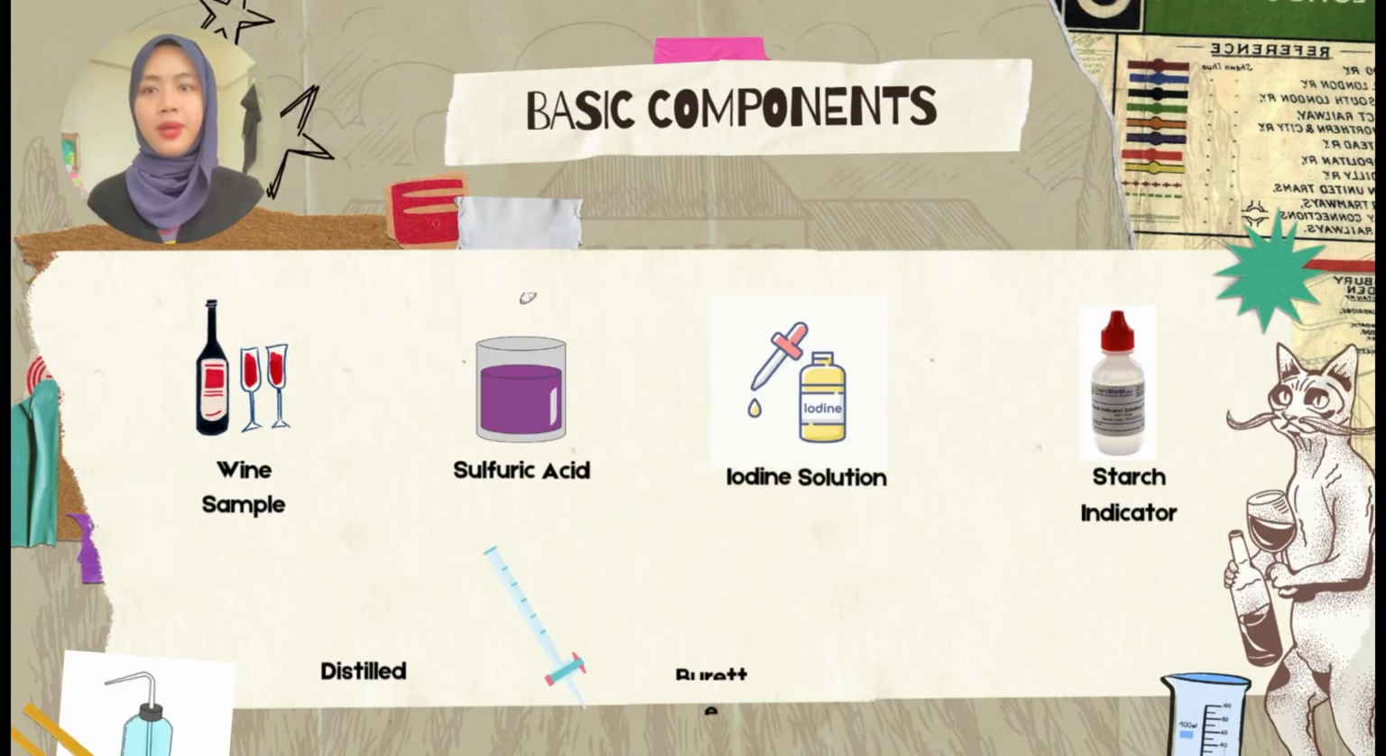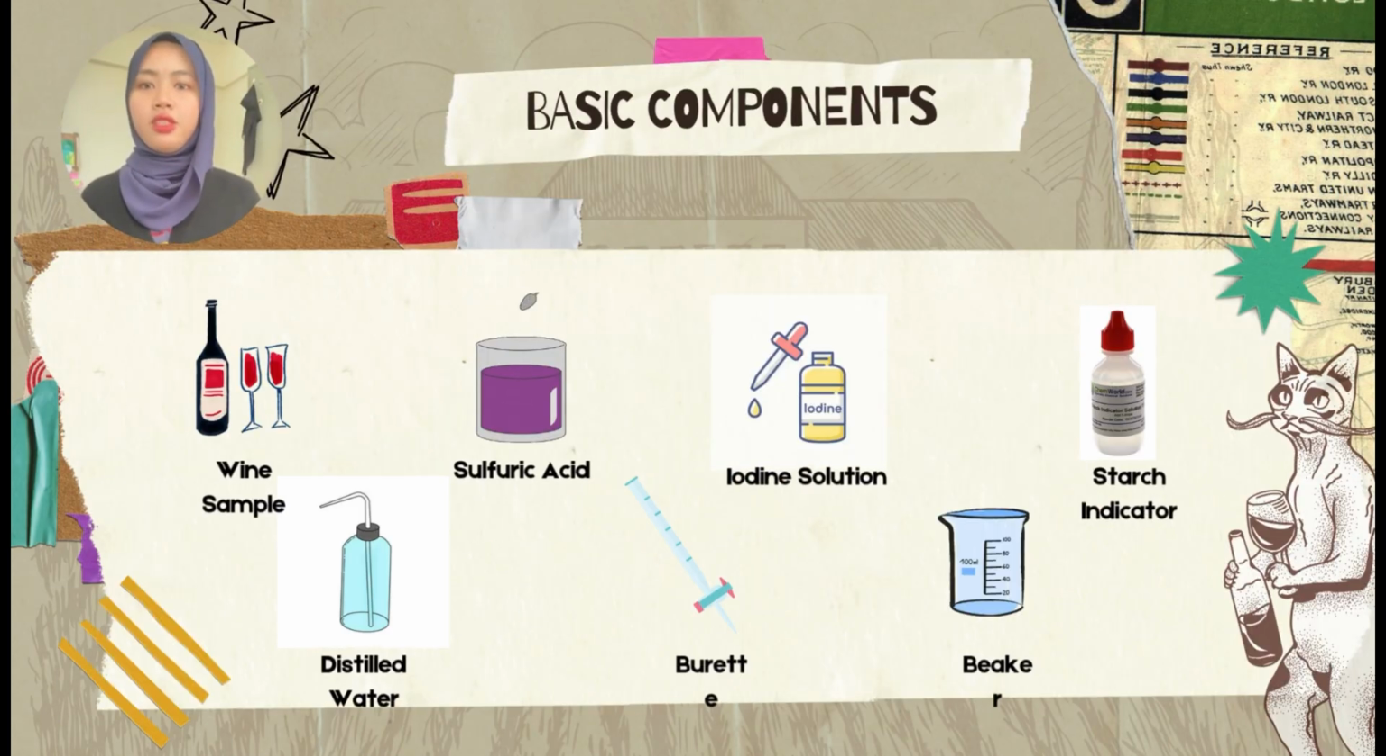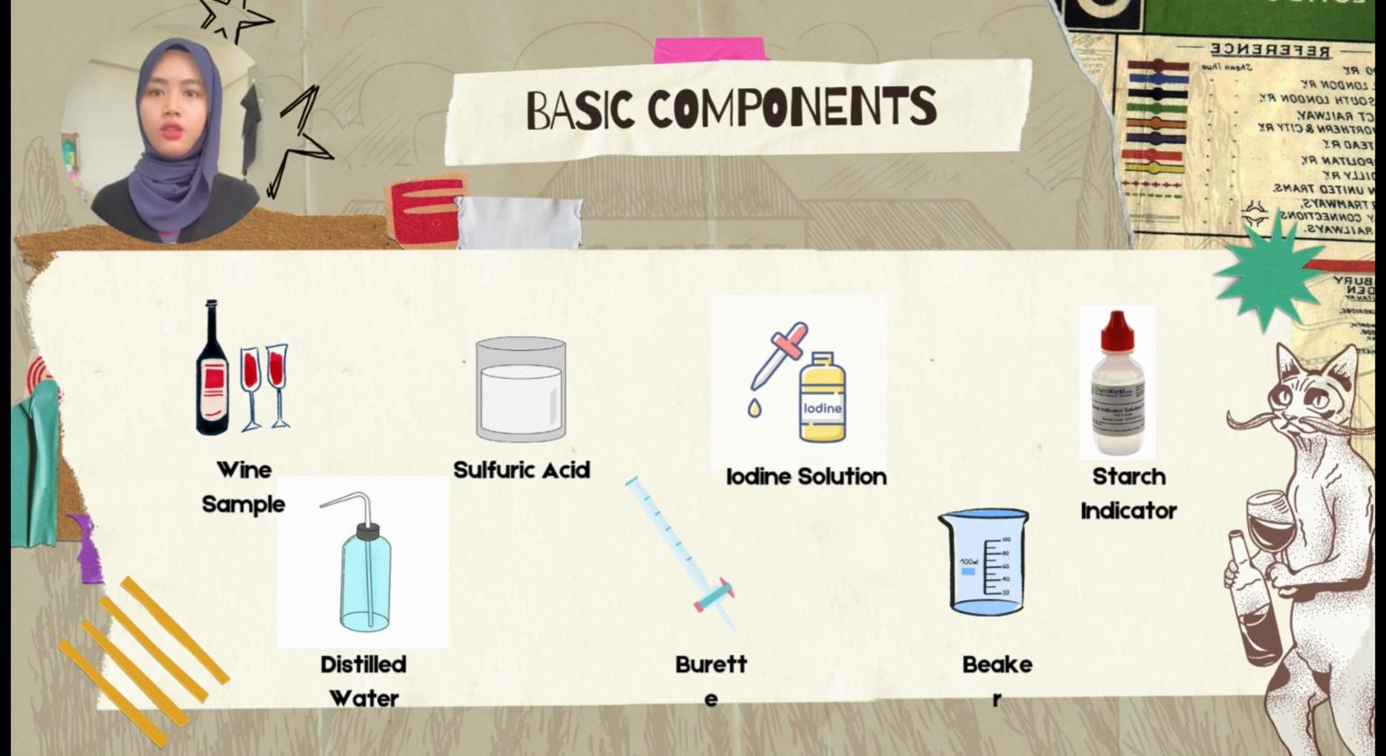Now let's talk about the basic components used. The first and most obvious component is the wine sample itself, which contains the sulfur dioxide that we need to analyze. Next, we have sulfuric acid, which provides the acidic environment necessary for the reaction between SO2 and iodine to occur efficiently. Without acidic conditions, the reaction would not proceed properly.